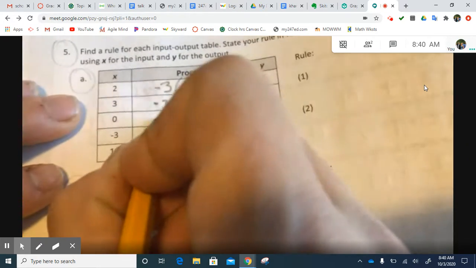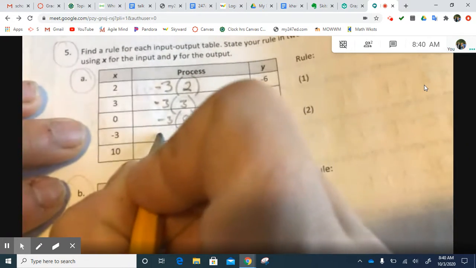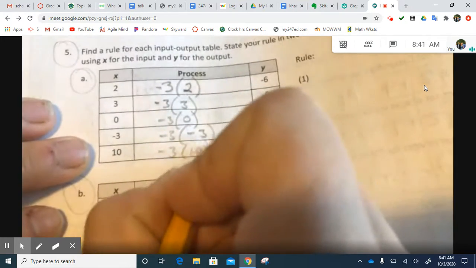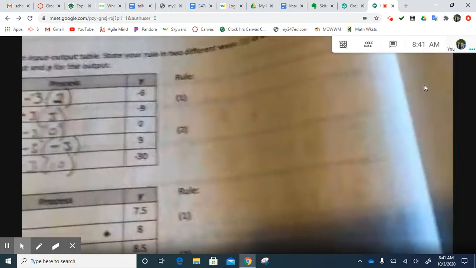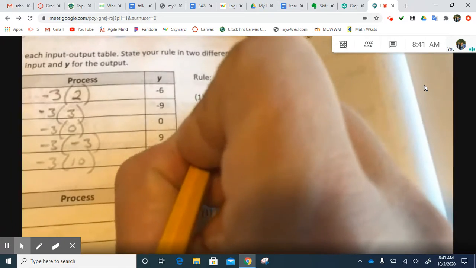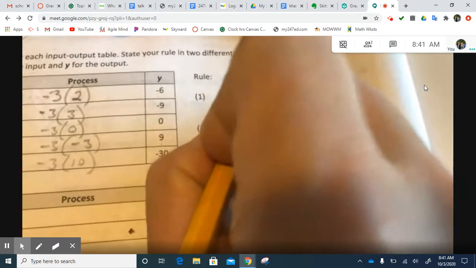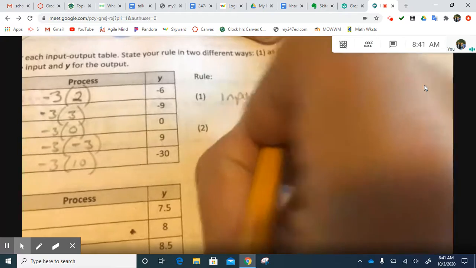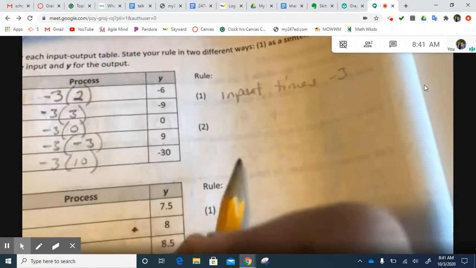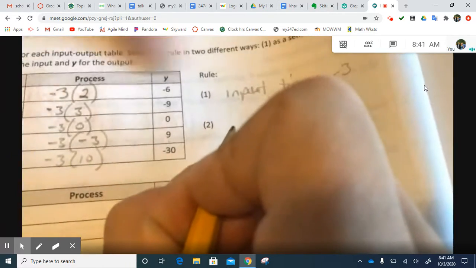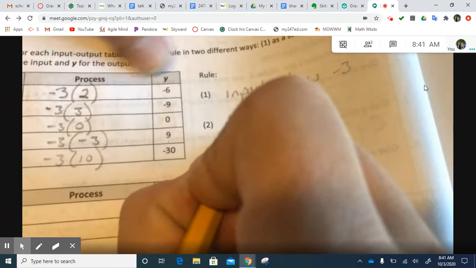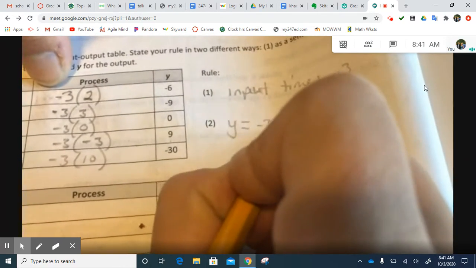-3 times 3, -3 times 0, -3 times -3, and -3 times 10. Okay. We need to write it as a sentence. So this is going to be input times -3. Not really a sentence, it's a sentence fragment. That's okay. And then as a rule, using X and Y. So we're going to have Y equals -3 times X.